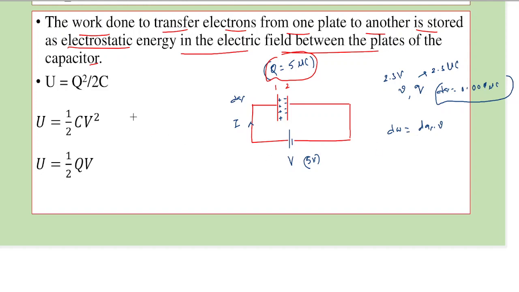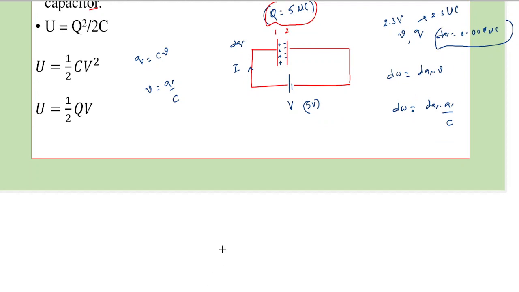Now we know that q is equal to C into V, or v is equal to q by C. So at this moment, the work done we can write as dq into v, and v is given as q by C. So this is the work done for a small moment. Recall that small v is not the same as capital V. Capital V is the maximum potential difference possible, and small v is at some value.